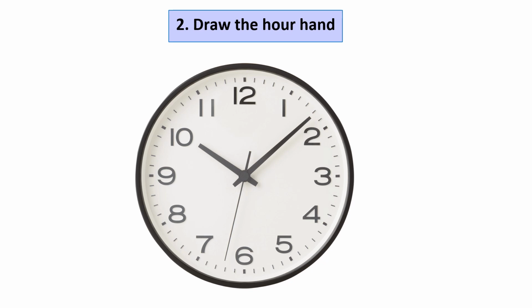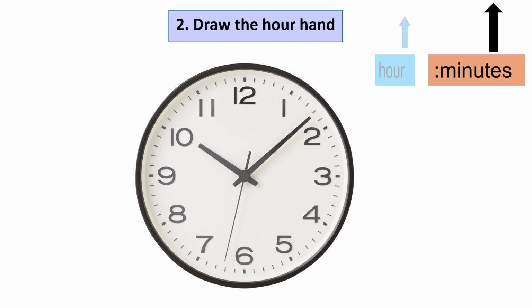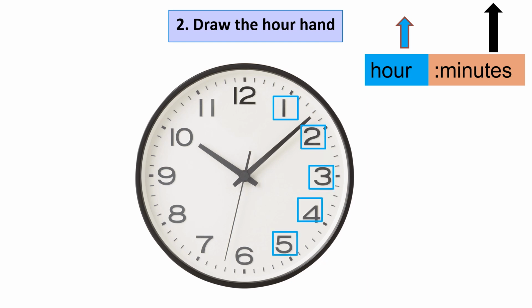Now we're going to learn to draw the hour hand. Remember, the hour hand is the short hand. Last time we learned the numbers on the face of the clock move in a clockwise direction, from left to right. It starts from 1, 2, 3, 4, 5, 6, 7, 8, 9, 10, 11, 12. So this is 12 o'clock.